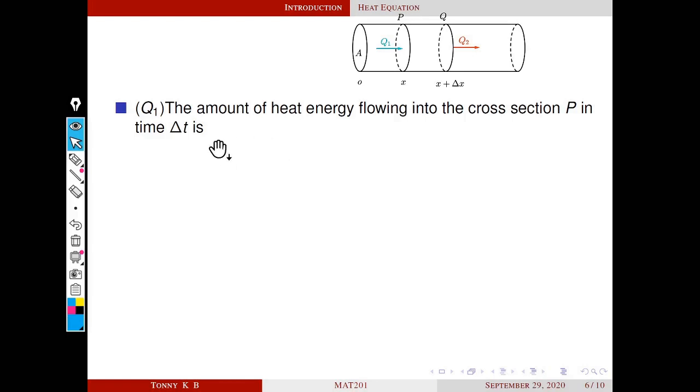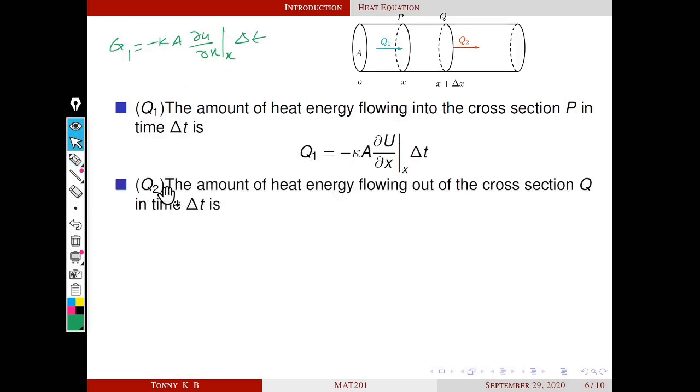Here Q1 stands for the amount of heat energy flowing into the cross section P in time delta T. By Fourier's law of conduction, the rate of heat flow means heat flow per unit time. So this is the amount of heat flow through P in unit time. What is our Q1? Q1 is the amount of heat flow in time delta T. So this times delta T gives Q1. So that is Q1, and the next one is Q2.